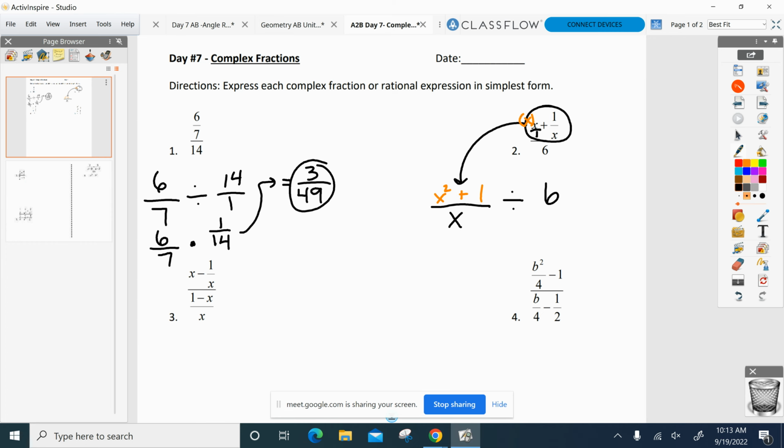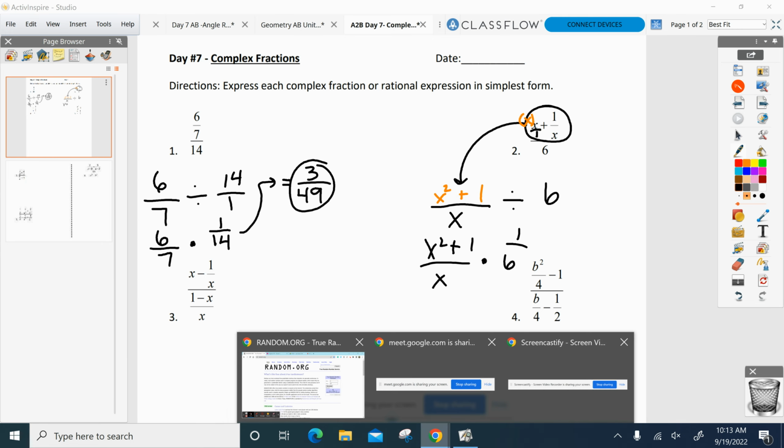That's it now. Now you go division on me. Keep, multiply, flip. Keep. Multiply, flip. And I'm not changing the rules. Can you factor anything up here? x squared plus 1? Can I factor?